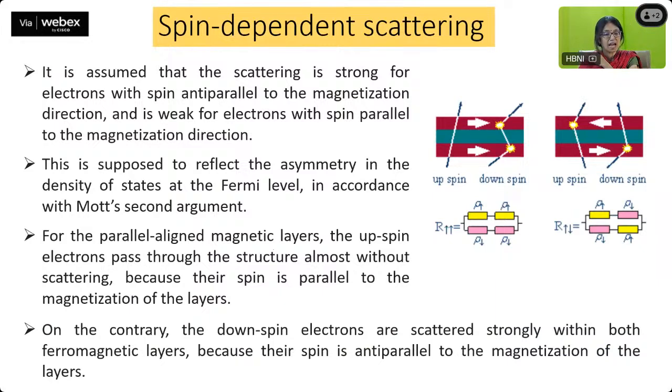So it is assumed that the scattering is strong for electrons with spin antiparallel to the magnetization direction and is weak for electrons with spin parallel to the magnetization direction. This is supposed to reflect the asymmetry in the density of states at the Fermi level in accordance with Mott's second argument. So in parallel aligned magnetic layers, the upspin electrons pass through the structure almost without scattering because their spin is parallel to the magnetization of the layers. On the contrary, the downspin electrons are scattered strongly within both ferromagnetic layers because their spin is antiparallel to the magnetization of the layers.